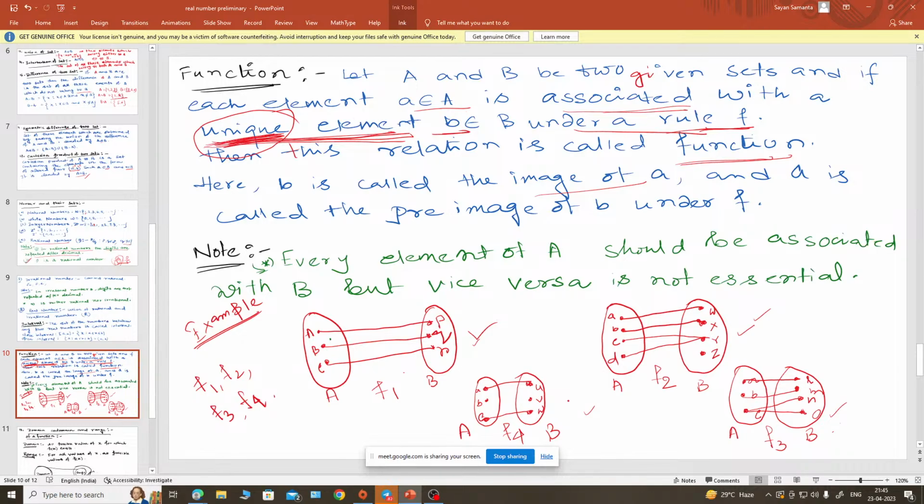After 2 to 3 minutes, then I will discuss it. Rupam said that F1, F2 are functions and F3, F4 are not functions.